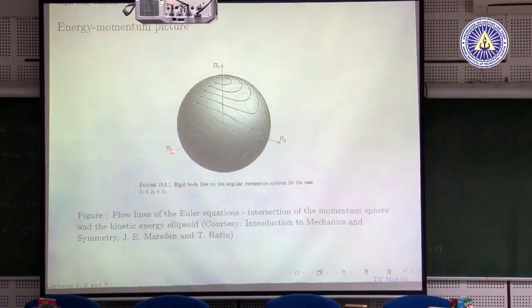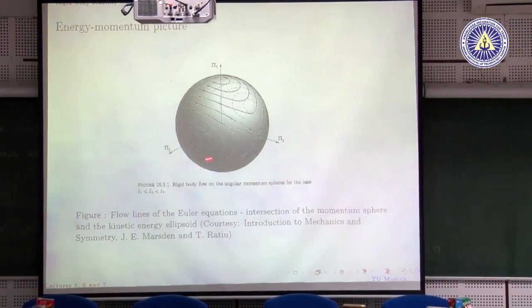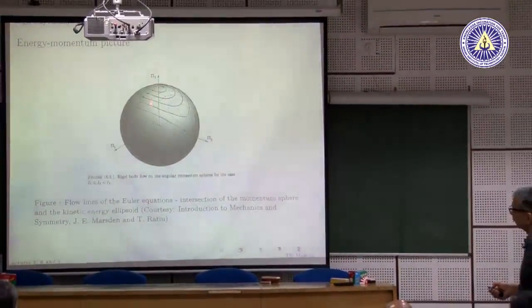Okay, so this is a graphic of what happens in rigid body motion when you have spin about a certain axis. Here we have drawn the body momentum axes. I do not know whether I explained that aspect, maybe I did not. So, these are the axes pi 1, pi 2, pi 3.